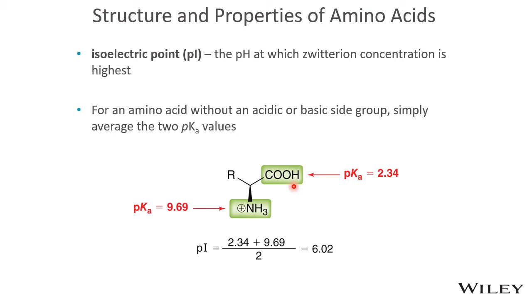So what we're going to do is take the pKa value for the carboxylic acid and the pKa value for the ammonium, and we're simply going to average them. So for this molecule, the pI is 6.02. So if you were to place this amino acid into a solution that has a pH of 6.02, we would have the highest concentration of zwitterion.